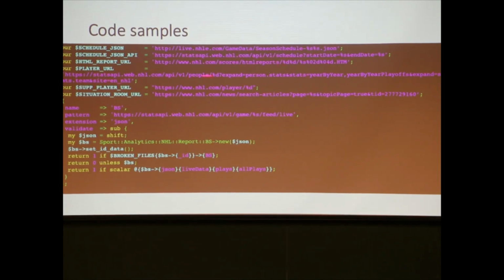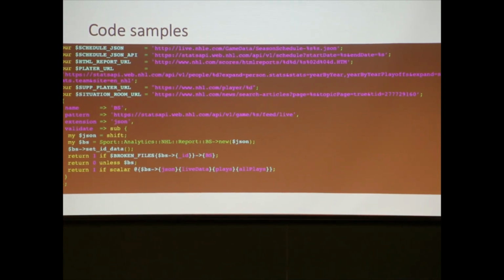So we have the HTML report template. We have the player API template. We have this direct link to the player page, which I use. This is the API for the situation room. Also, these are more or less standard formats of C and C-like programming languages.